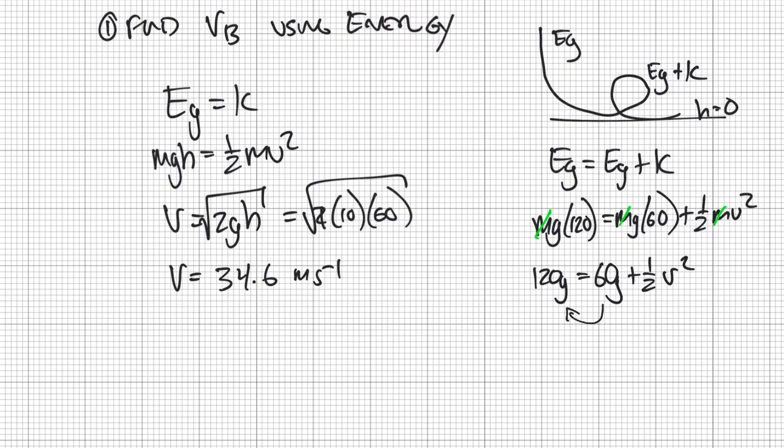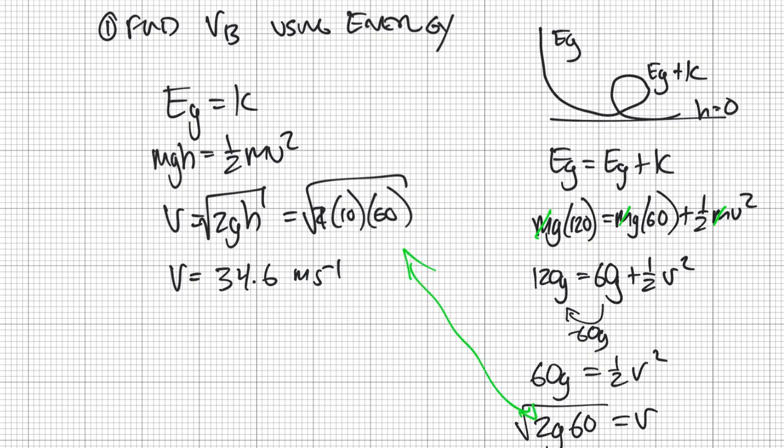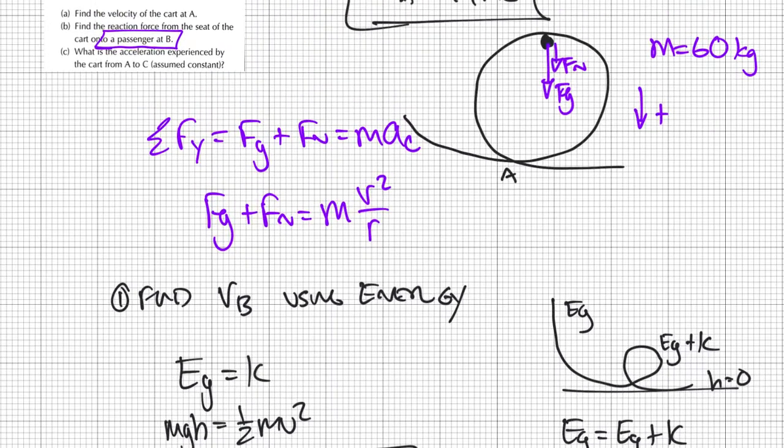We would need to get this to the other side, so we'd subtract 60g, and so that'd be 60g equals 1/2 v squared. So we would still get the square root of 2 times g times 60 equals my velocity. So either way, we're going to have the same thing, okay? This and this are the same result. So what we needed to do first was just find our velocity at B.